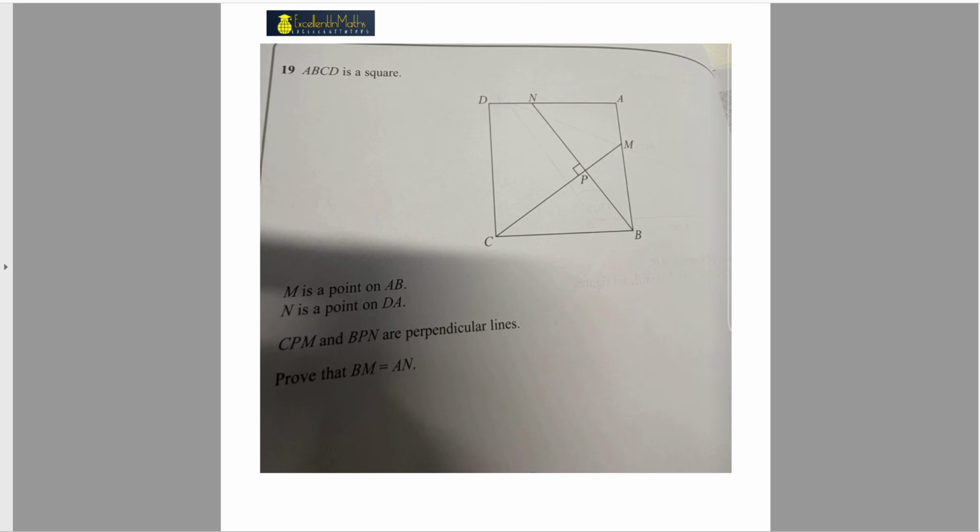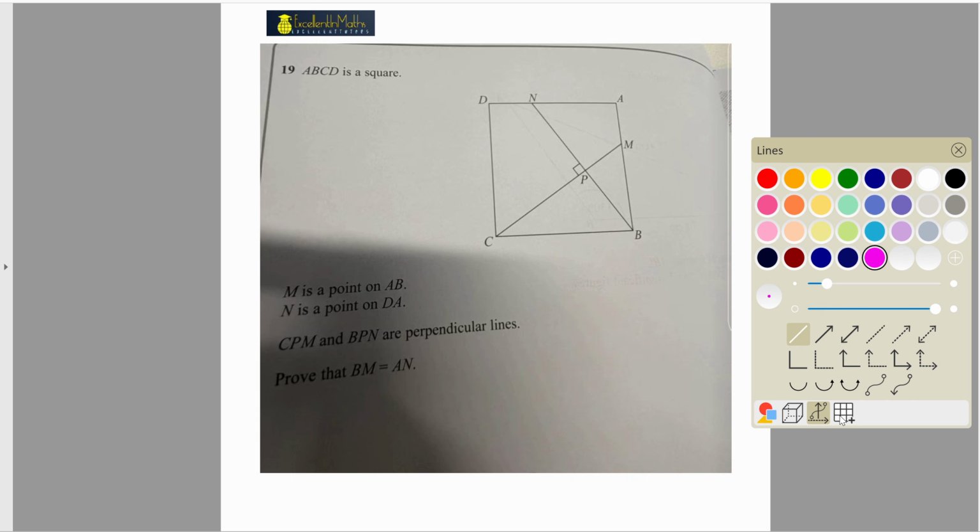Oh, I think this one, some people find it hard, but actually it's not that hard. You're given that N is a point on this line and M is a point on this line and the whole shape is a square, and these are perpendicular. We really need to use that. You can't just be given something in the exam and not use it. And the best way to do that is to draw the triangles separately to see clearly what's going on.